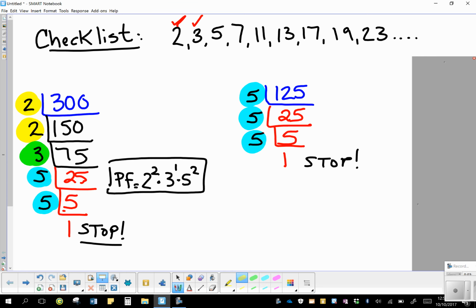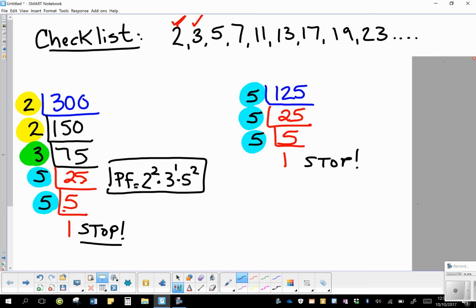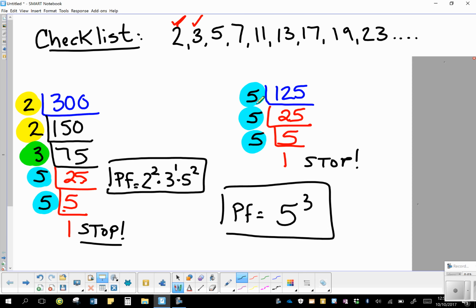So our final answer for the prime factorization of 125 would be 5. PF equals 5 cubed, because I see 3 5s, so that's why my exponent is a 3.